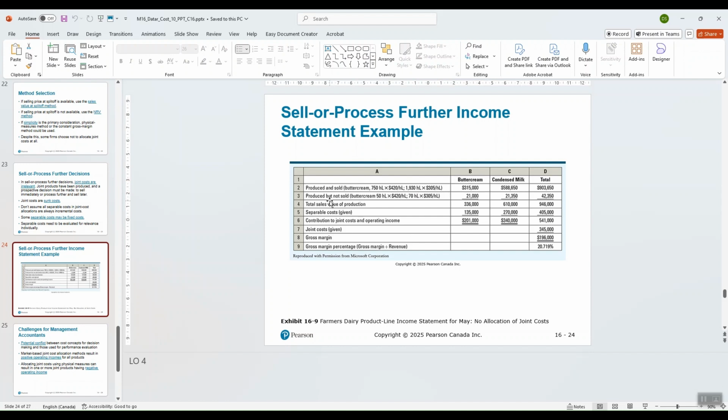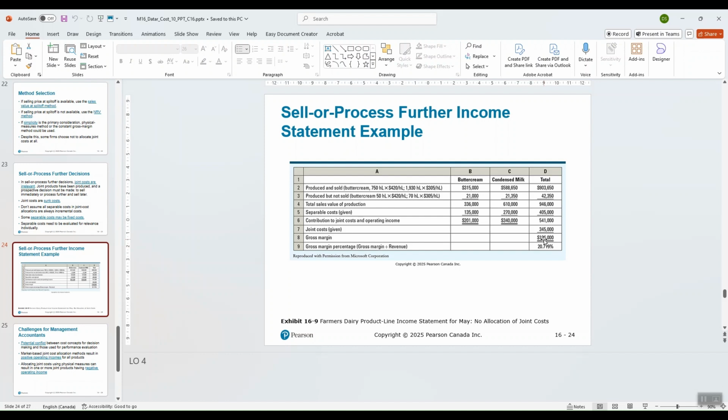And then there are certain products that were produced, but they were not sold. But what we have to do is allocate those costs to that price here as well, because this is going to be staying within the company. So it gets added, and this becomes your total sale volume of the production. And then after that, you take out the separate cost, and that gives you the contribution margin to the joint cost. After that, we just consider the joint cost and put that number here, and that gives you your gross margin.